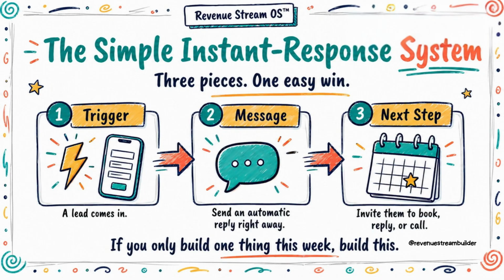So, the three-part system, I love this. This is the simplest way to think about it. There are only three parts: trigger, message, tag, and then route them. The trigger is what event actually starts the automation, right? Whether they submitted a form, you missed a call, they left a chat message. And then the message is the text or email that goes out instantly.